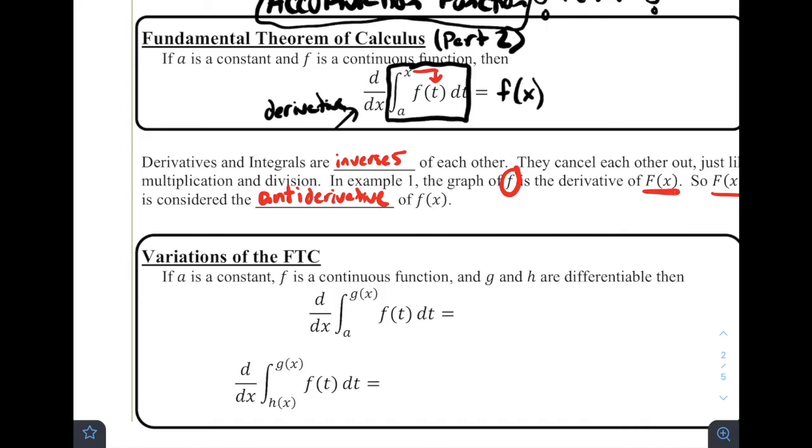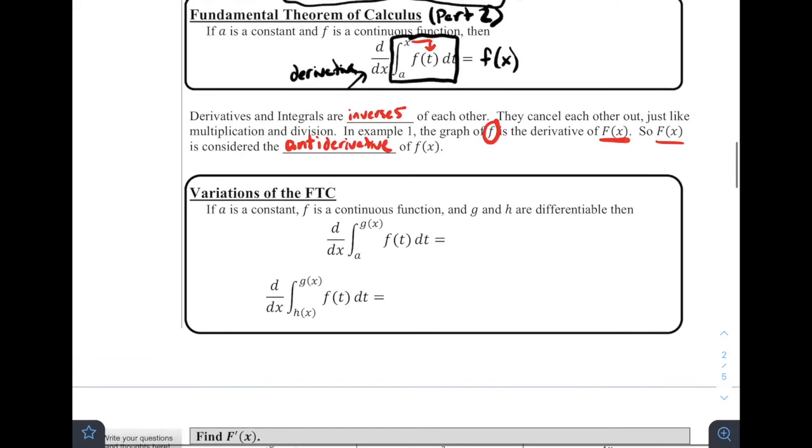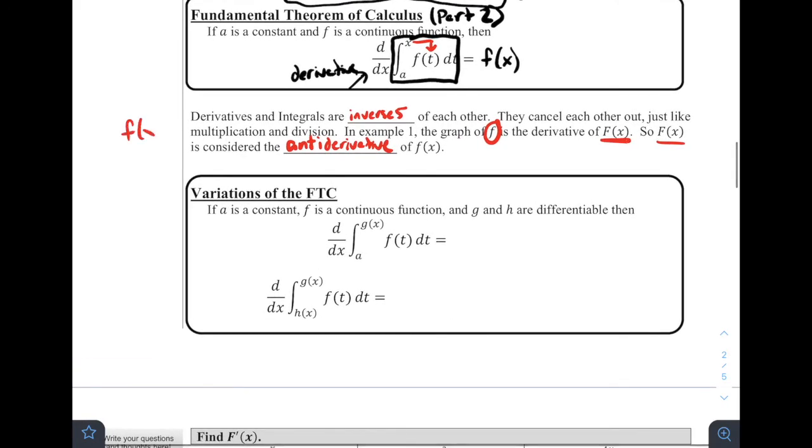So this capital F of x is what's called an antiderivative of f of x. Thinking back to what we know from earlier in this year, if you take the derivative of lowercase f of x, we get f prime of x, and if we take the derivative of that, we get f double prime of x. But we can also go in the opposite direction to have this thing called an antiderivative, which we now call capital F of x.